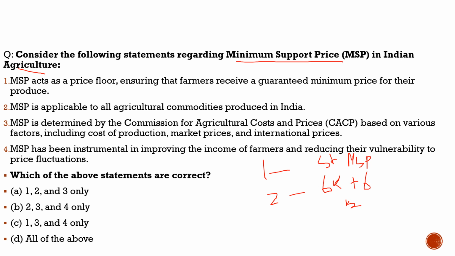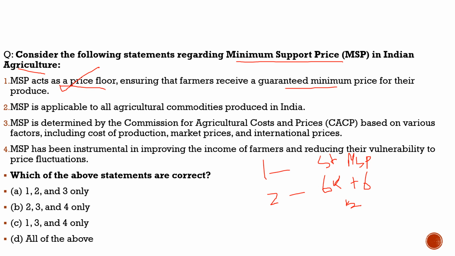Here the question says, consider the following statements regarding minimum support price in India. First statement, MSP acts as a price floor, ensuring that farmers receive a guaranteed minimum price for their produce. 100% correct. When MSP is given legal backing, statutory status, it will inspire more farmers to invest. Farmers will feel very protected. They will feel that if they invest in it, it will not go to waste. So it will definitely invite more farmers to invest in agriculture, and it would bring food stability in our country.